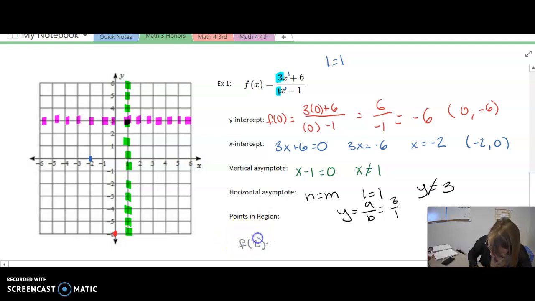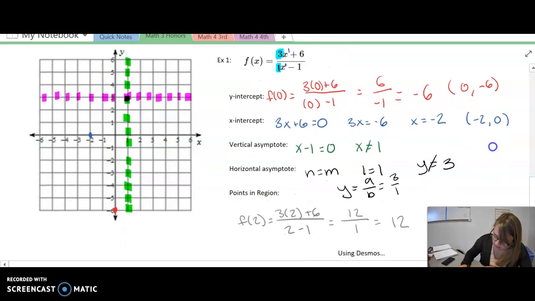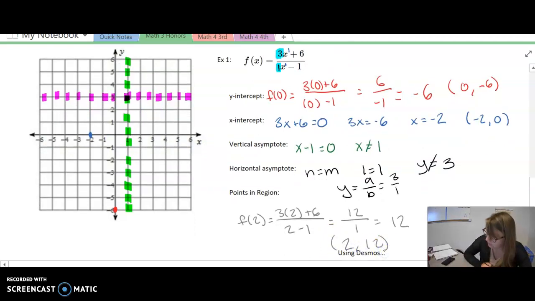So f of 2 equals 3 times 2 plus 6 over 2 minus 1. Then we have 6 plus 6, and that's 12 over 1. So we have 12. So we have a point at (2, 12). So we can't see this point, but we know it's all the way up here somewhere.